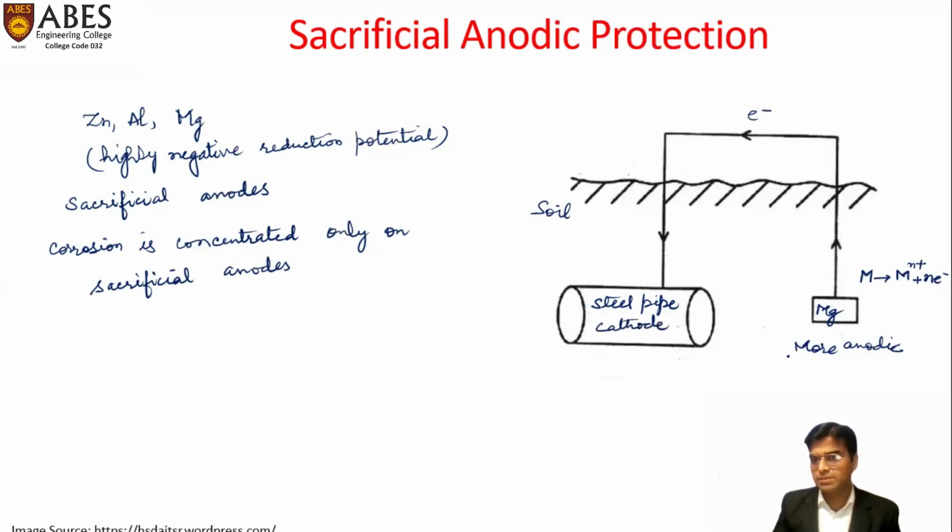It is working here as cathode, and this magnesium block was working as sacrificial anode. So this is how the steel pipe is protected from the corrosion due to the presence of more anodic metal or the sacrificial anode. It will remain protected till any part of this sacrificial anode is available.